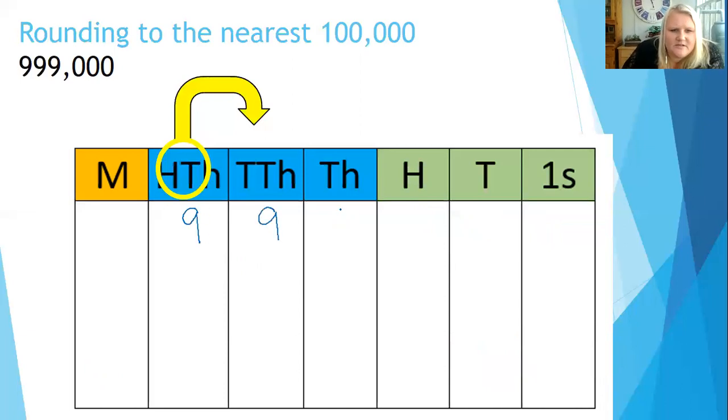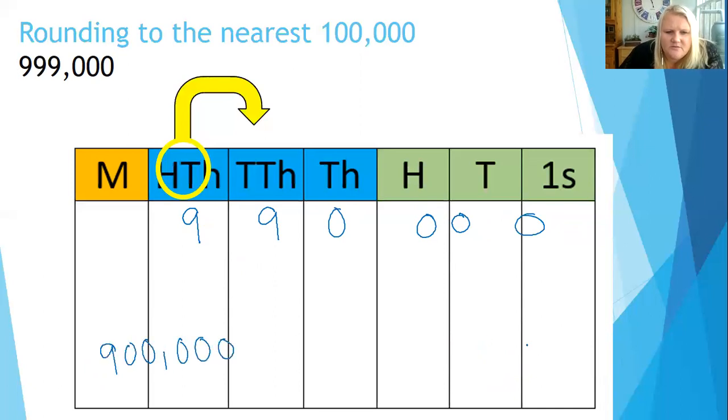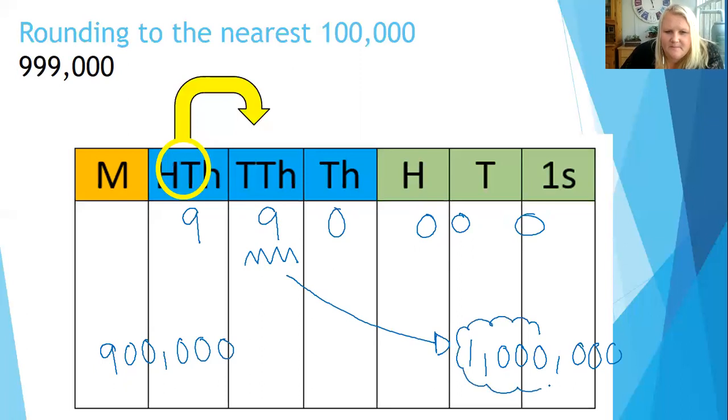999,000. Let's see what happens with this one. Oh, that was about there. That zero's in that box. Okay, so we've got 900,000. What comes after 900,000? It's going to be 1 million. Oh, fabulous. So we've got a 9 here. Does 9 round up or does 9 round down? The 9 digit rounds up. So this one would round up to a million. Fabulous.